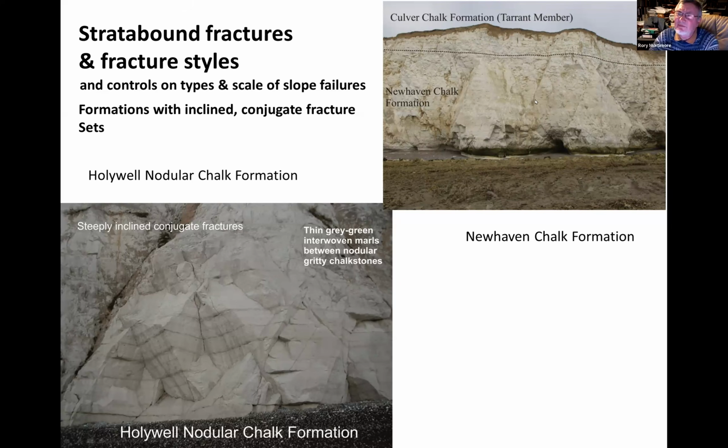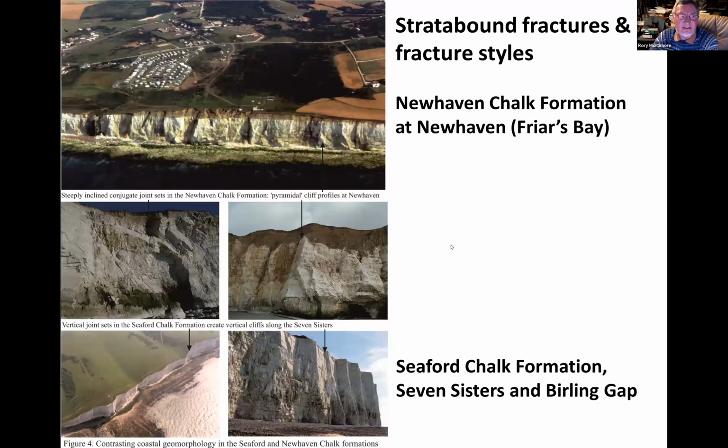In this case, in the top photograph, we've also got inclined conjugate fractures because we're in another formation which is full of marl seams. This is the New Pit Chalk, and this is Newhaven cliffs. And the inclined conjugate fractures die out upwards into the overlying formation, as the overlying formation doesn't have marl seams in it. And these tend to become vertical joints and fractures in the overlying Culver Chalk Formation. So each formation does have its own characteristic fracture style. So if you like, they're strata-bound fractures. And this produces very typical cliff profiles and cliff geomorphology.